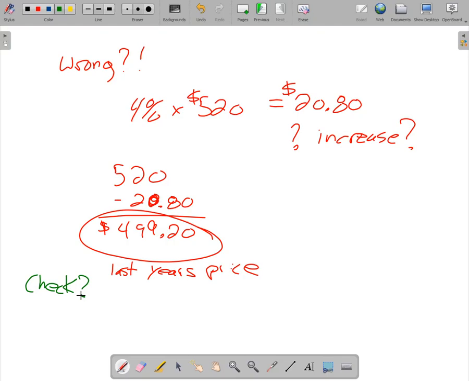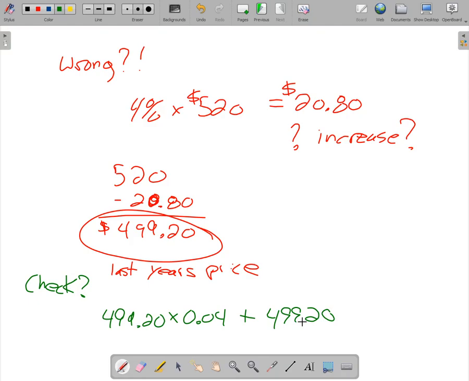Don't we know what inflation is? What's the inflation amount? Percent, 4%. So we should be able to take that 499.20, multiply it by 4%, and then add it back on to the 499.20. So whip out calculators, let's check to see if that works out okay.